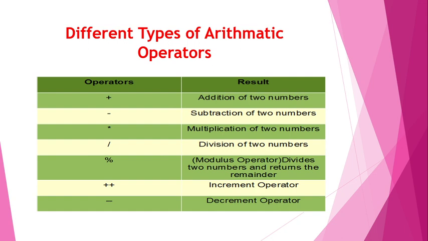So, here are the different types of arithmetic operators. The plus sign is used to add two numbers, the minus sign is used to subtract two numbers, the multiplication sign is used to multiply two numbers, the division sign is used to divide two numbers, and the modulus sign is used to divide two numbers and it returns a remainder value. Plus plus is an increment operator and minus minus is a decrement operator.